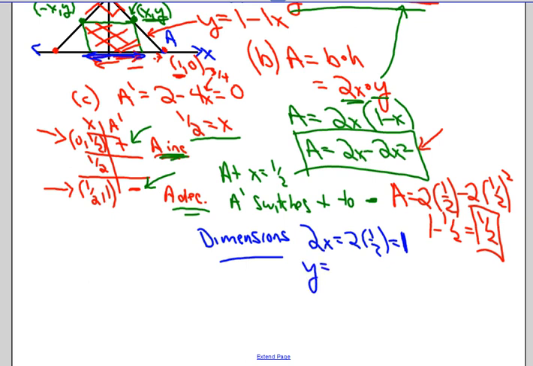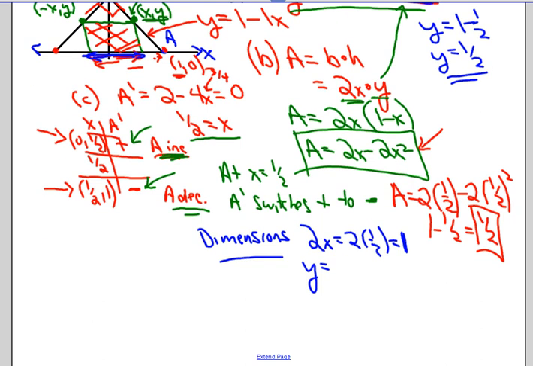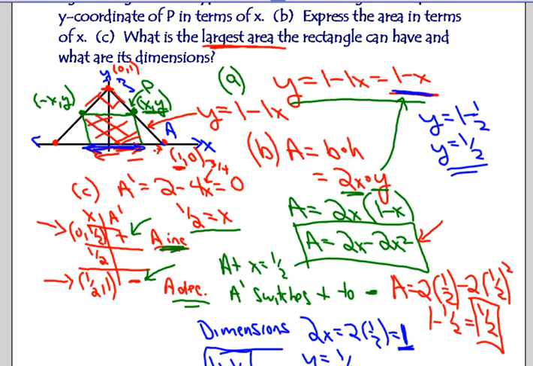And the y-coordinate, we come way back up to the beginning. The y-coordinate was 1 minus x. 1 minus 1/2. So the y-coordinate is 1/2. So come back down here and record our results. It's 2x, so it's 1 by 1/2. So the maximum area is 1/2. The dimensions that give us that rectangle are 1 by 1/2. And again, it's going 1 this way and 1/2 up and down.